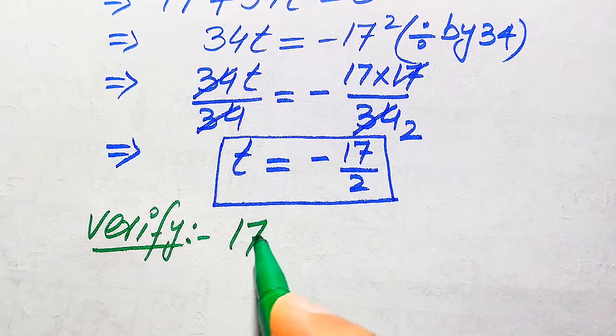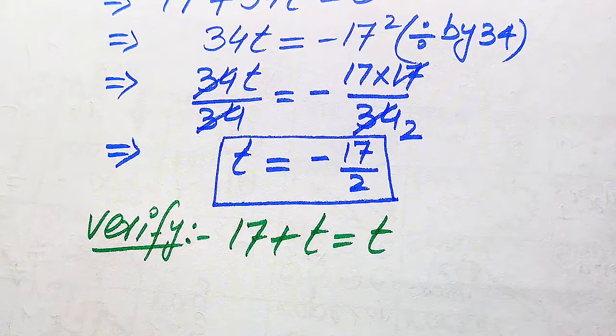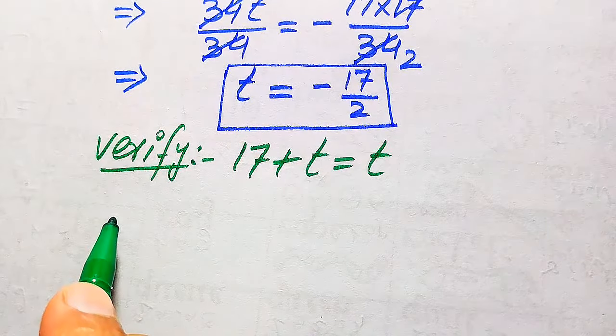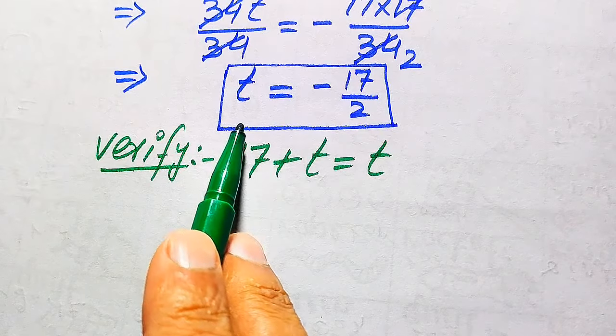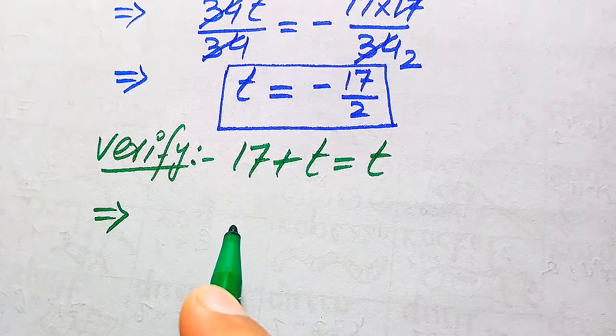and the given question statement is 17 plus t is equals to t. So this is our given question statement, and here we need to substitute this value of t on both sides of this equation, and we check its behavior.